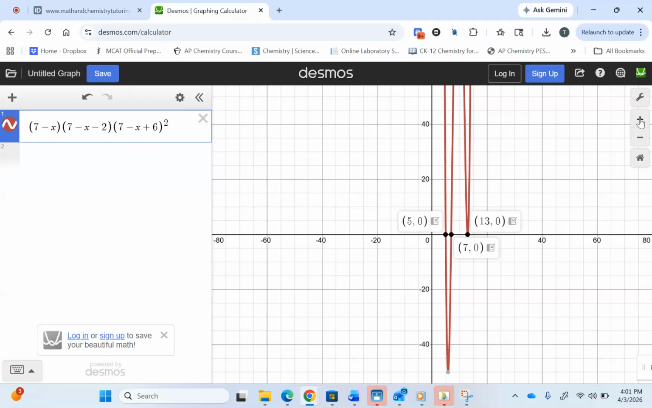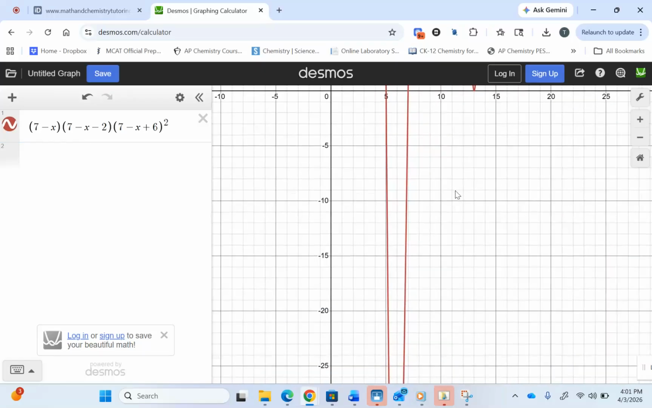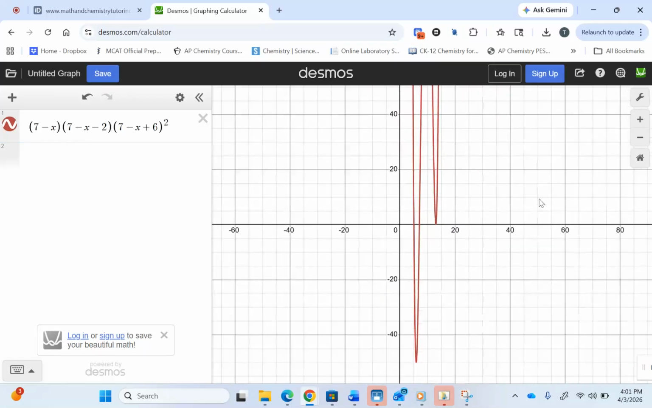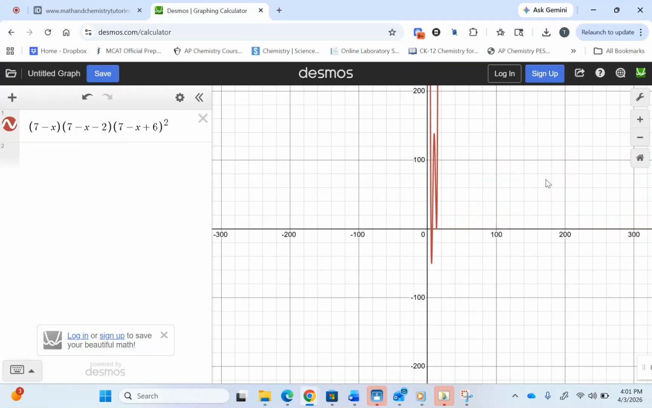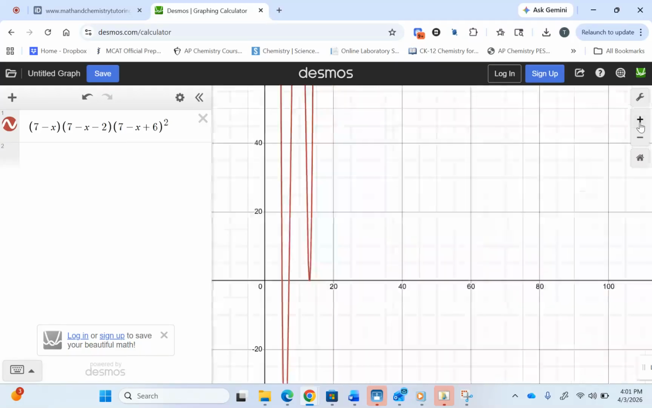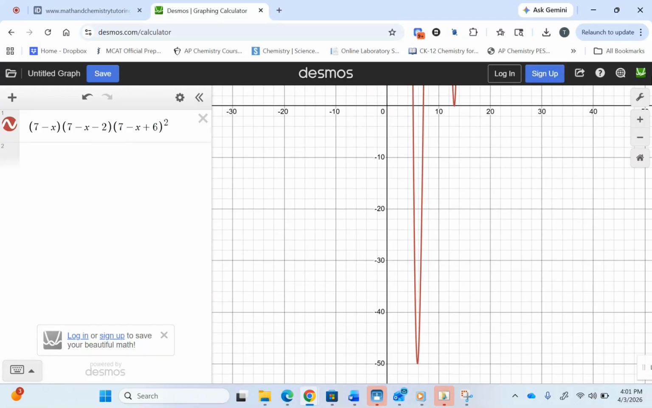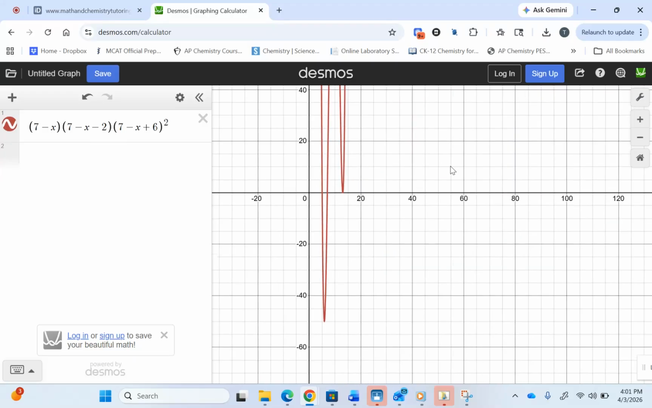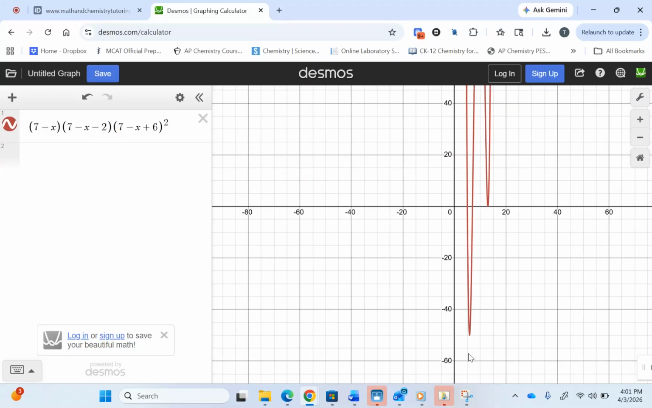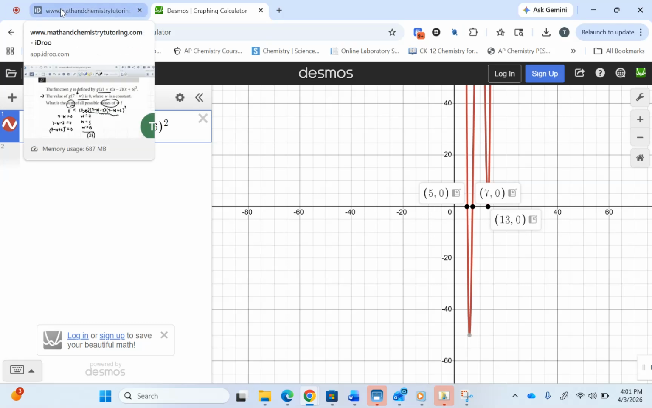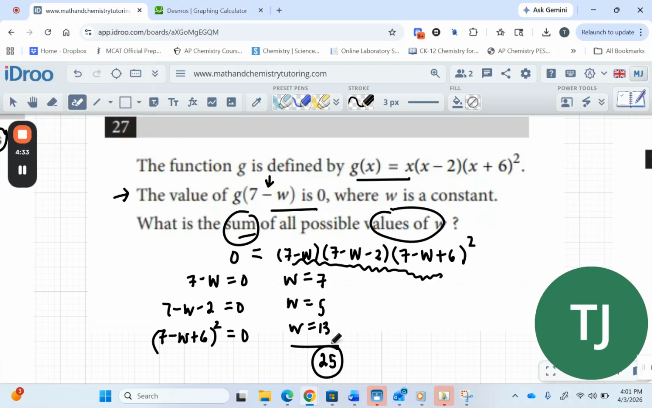So in this case, we are going to make sure that you zoom in, zoom out, so that you can see where it touches the x-axis. If you notice, it touches it at 3 points: at 5, at 7, and at 13. So those are the values that we got, right? So 5, 7, and 13. And we add those up, and that's equal to 25.